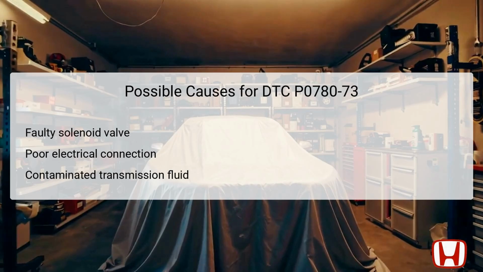Additionally, poor electrical connections, such as corroded or loose connectors, can disrupt the communication between the solenoid and the TCM, leading to erroneous signals and operational failures. Contaminated transmission fluid may also hinder the solenoid's functionality, impeding its ability to regulate pressure effectively. Each of these factors can create significant issues within the transmission system that must be addressed for optimal vehicle performance.